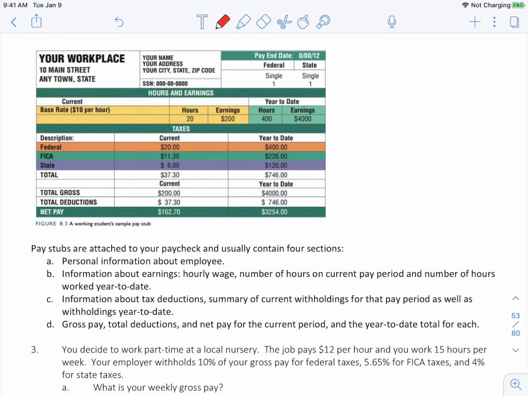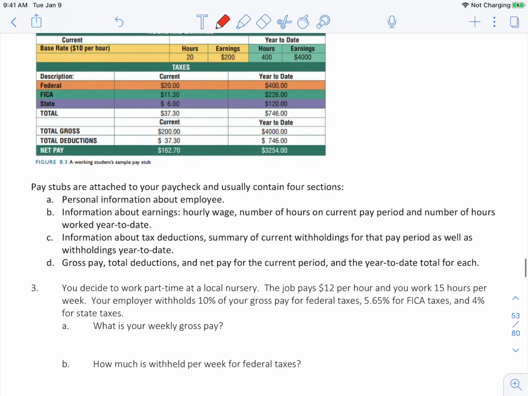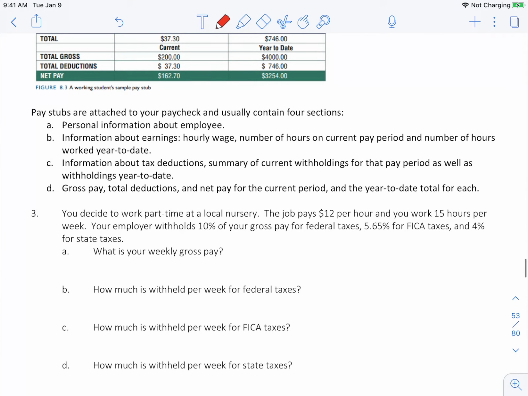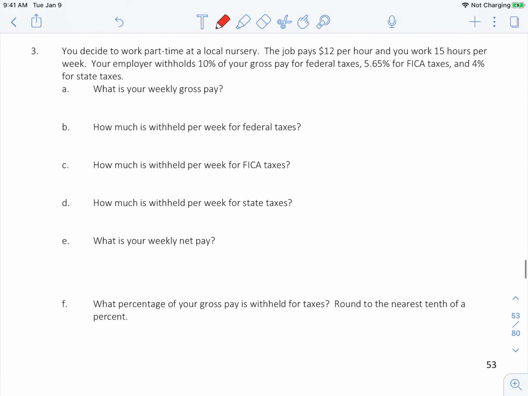So you decide to work part-time at a local nursery. The job pays $12 per hour, and you work 15 hours per week. Your employer withholds 10% of your gross pay for federal taxes, 5.65% for FICA taxes, and 4% for state taxes. That chart above is just an example of a paycheck. We're going to be using the numbers from this problem to calculate each of these questions below.